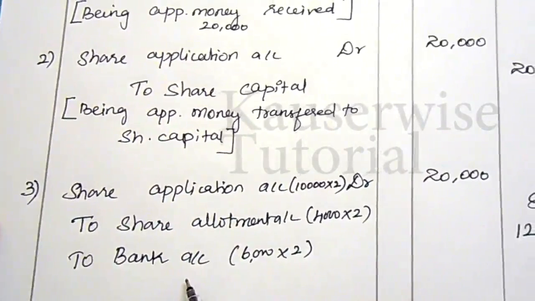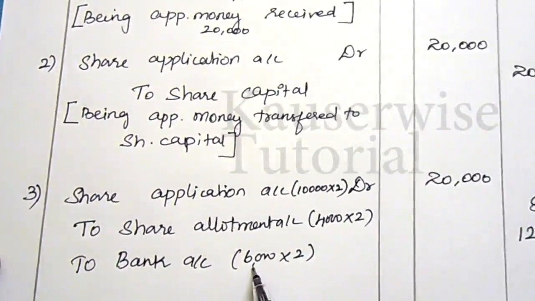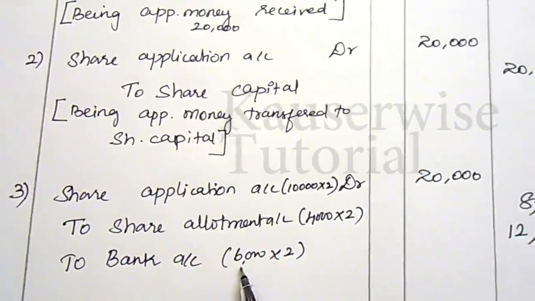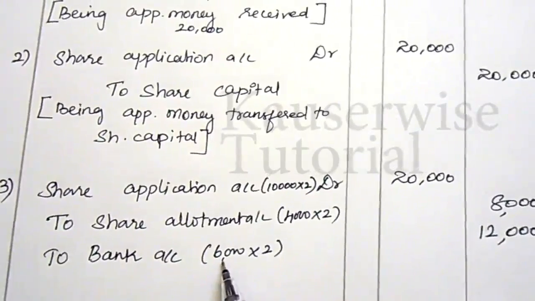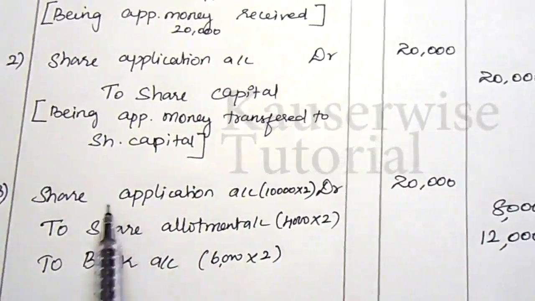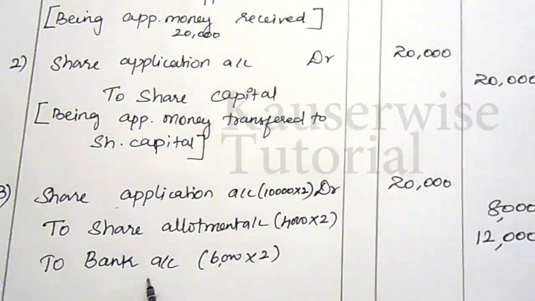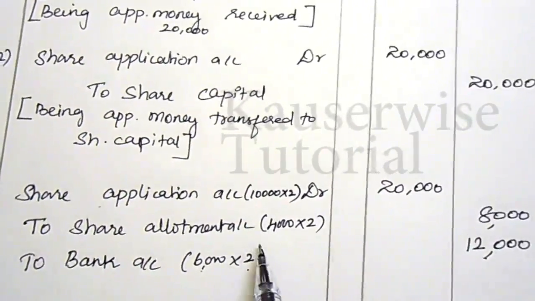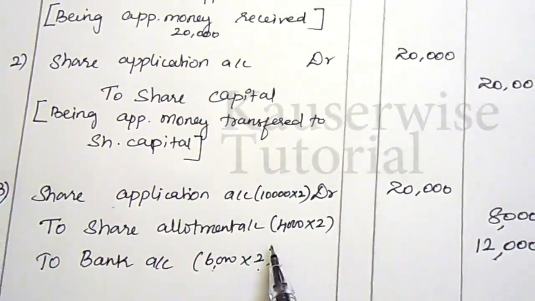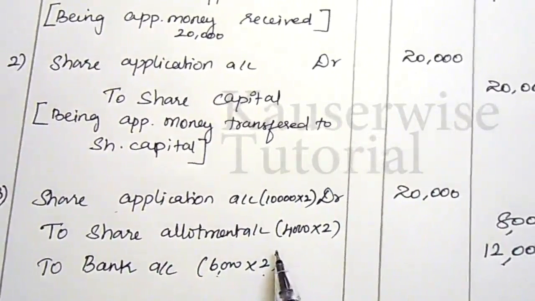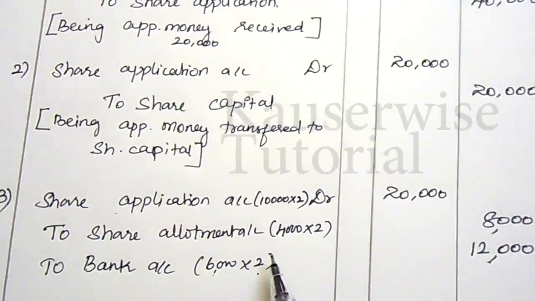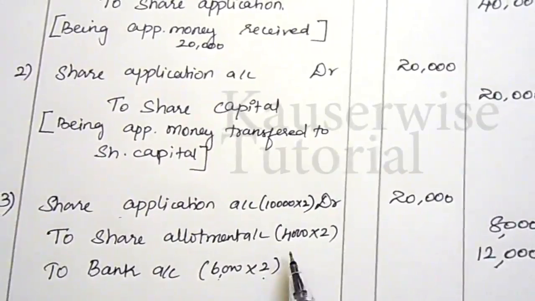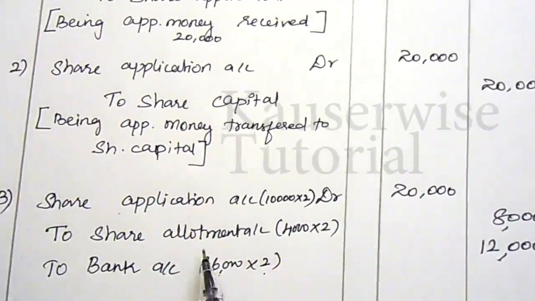How many applications were refused? 6,000 shares. That is, out of 20,000 shares, 14,000 shares got pro-rata allotment and the remaining 6,000 shares were returned. So the entry is Share Application Account Debit to Bank, 6,000 shares into 2 rupees, 12,000 rupees. And the company allotted pro rata for 14,000 shares. So 10,000 shares is the actual allotment and that extra 4,000 is called pro rata. That excess amount will be adjusted towards allotment money.